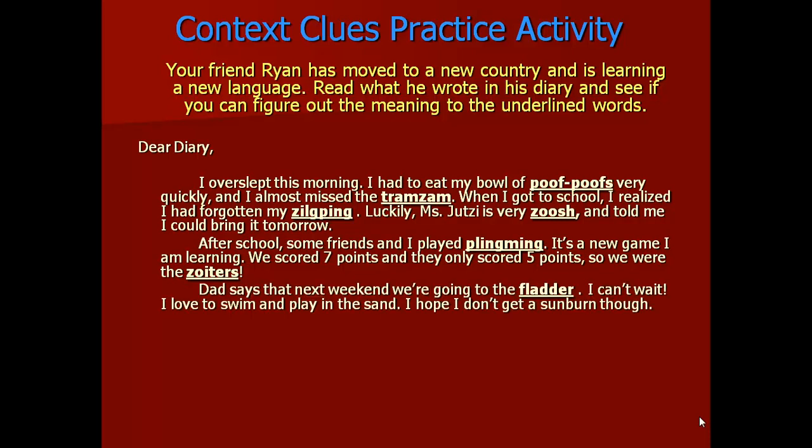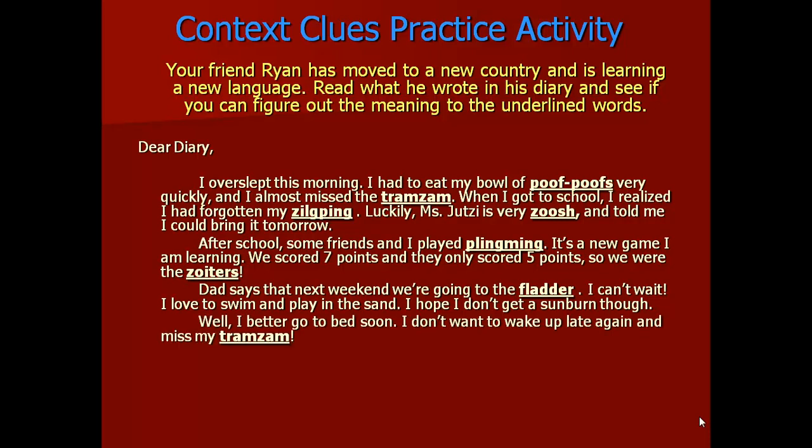Dad says the next weekend we're going to the Flatter. I can't wait. I love to swim and play in the sand. I hope I don't get a sunburn though. Well, I'd better go to bed soon. I don't want to wake up late and miss my tramzam. Until tomorrow, Ryan.